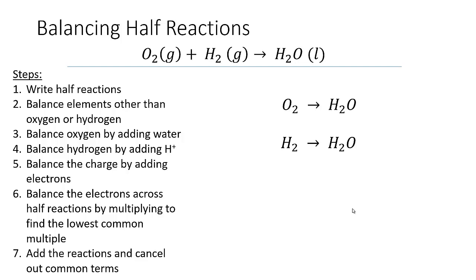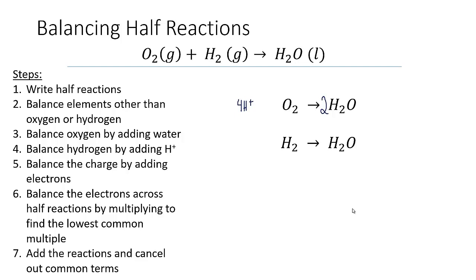The next step says balance oxygen by adding water. So in our first reaction here, oxygen needs to be balanced by adding water. We have 2 oxygens, and then we only have 1 oxygen in water, so we need to put a 2 in front of the water. Then we're supposed to balance the hydrogens in that equation by adding H+. If we look on the left side of this top equation, there's no hydrogens. On the right, there's 4. So we need a total of 4 H+ added to the left.